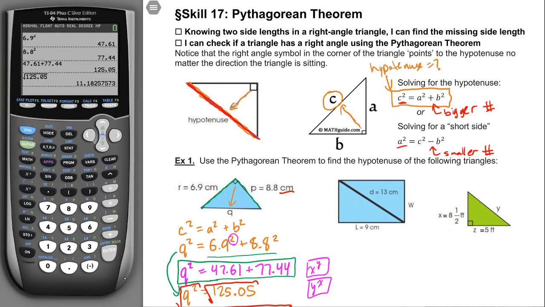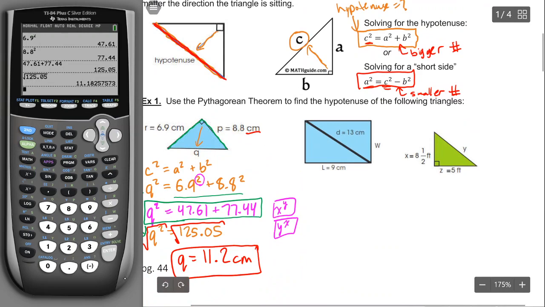And this one actually puts the c on the right-hand side for you. A squared equals c squared minus b squared. Really what matters is you're going to be subtracting from your hypotenuse because you want something smaller than your hypotenuse. And of course, if you add, you're going to get a bigger number. So let's try this one here.